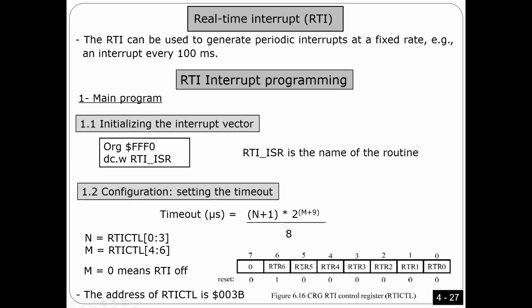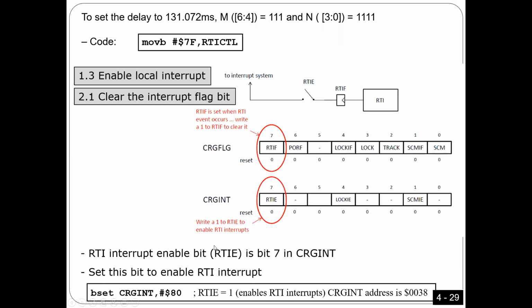So the way you have to do the configuration is we have a register. This register is called RTI CTL. This register should have this address, right? So in order to set the timeout, all you have to do is write a certain number in RTI CTL. You have to write a certain number here to set the timeout. Okay, so I'm gonna tell you. And that's very easy.